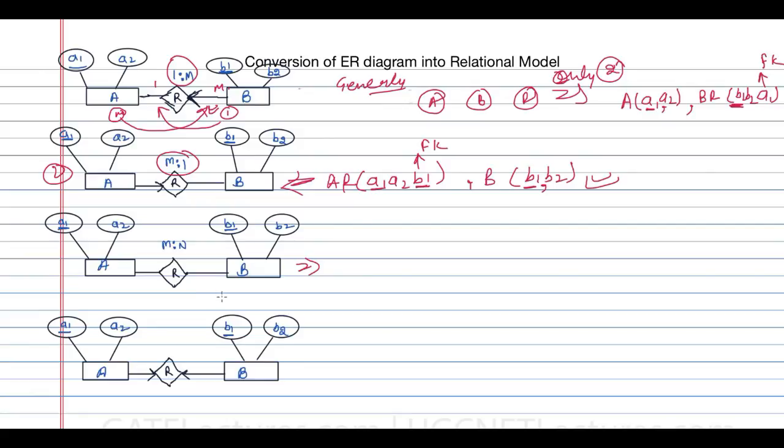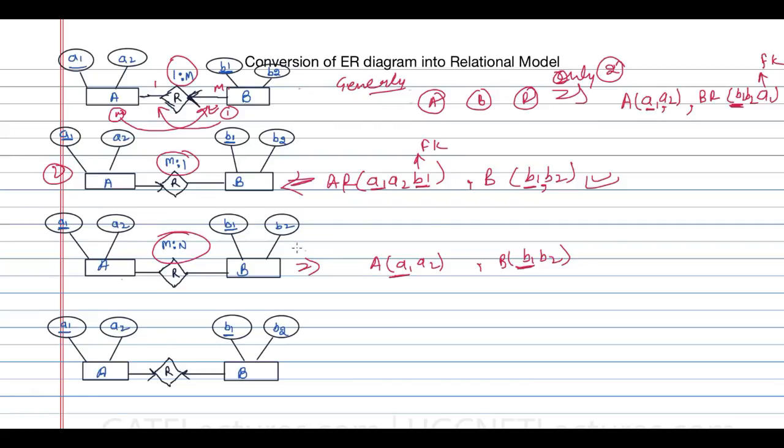If you check out the third diagram, you can see we have two entities, A and B, and this is a many-to-many relationship. The maximum cardinality of A is many, and the maximum cardinality of B is also many. So for A, we can create a table with A1 and A2, and for B, we can create a table with B1 and B2. In table A, A1 is the key attribute, and in table B, B1 is the key attribute.